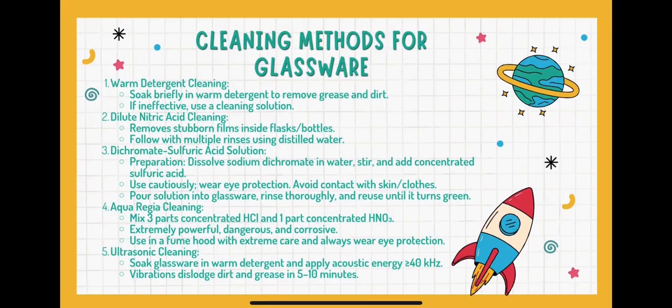The third one is dichromate sulfuric acid cleaning. This is for really stubborn stains. Wear eye protection and gloves while using this method. Dissolve sodium dichromate in water, add sulfuric acid and clean. Stop using the solution when it turns green.